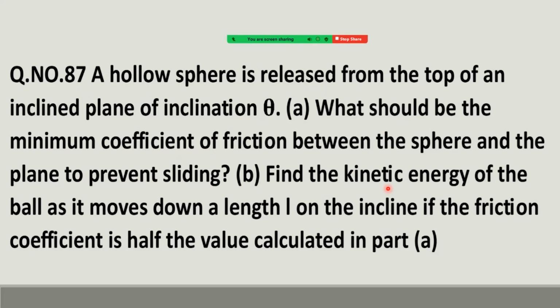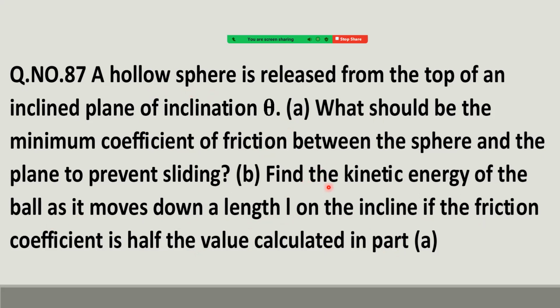Find the kinetic energy of the ball as it moves down a length L on the incline if the friction coefficient is half the value calculated in part A. Okay. So this first part is very simple and direct. Minimum coefficient of friction, we have learned this in the last lecture. It is beta upon 1 plus beta into tan theta, right? It is a hollow sphere.